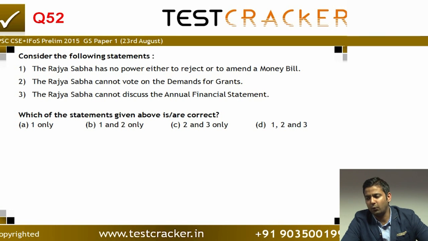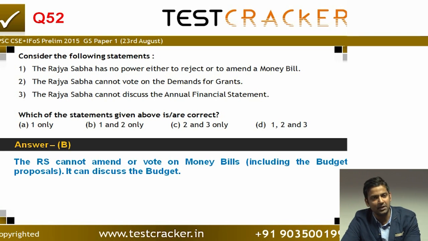2 is Rajya Sabha cannot vote on the demand for grants. So what is demand for grants in relation to the budget? Obviously, Rajya Sabha does not have any power of voting with regards to the budget. Otherwise, the government would not have been able to pass the budget, as it has not been able to pass anything in the parliament so far. 3 is Rajya Sabha cannot discuss the annual financial statement. What is the annual financial statement? The union budget. Obviously, Rajya Sabha discusses it, and discusses it better than Lok Sabha, because Rajya Sabha has only that to do with regards to the budget. So they spend a lot of quality time discussing the budget. Therefore, the answer is 1 and 2 are correct, and 3 is not.